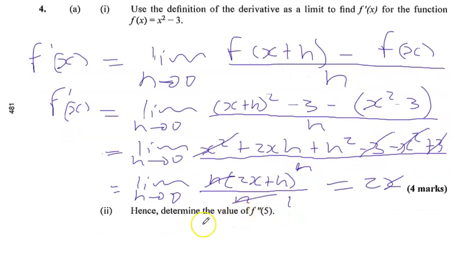Now, f double prime is the second derivative. So we get f double prime x by differentiating 2x, we end up with 2. And the 5 here will become irrelevant because there's no x value to substitute with the 5, so the solution is just positive 2.